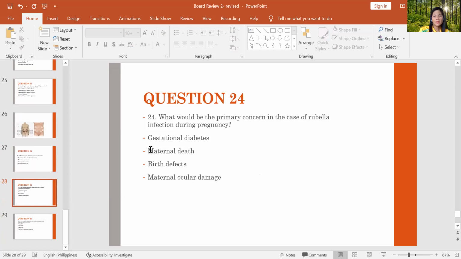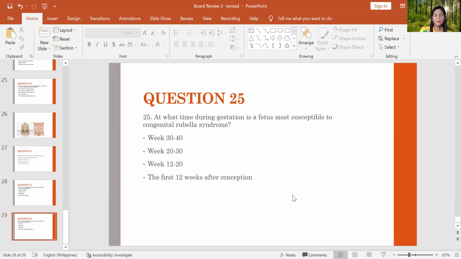Okay? Moving on to question number 24. What would be the primary concern in the case of rubella infection during pregnancy? Is it gestational diabetes? Is it maternal deaths? Is it birth defects or maternal ocular damage? What is your answer? The answer is what? Birth defects. Most especially if it happens on the first 3 months or what we call the first trimester, it will really cause very serious birth defects.